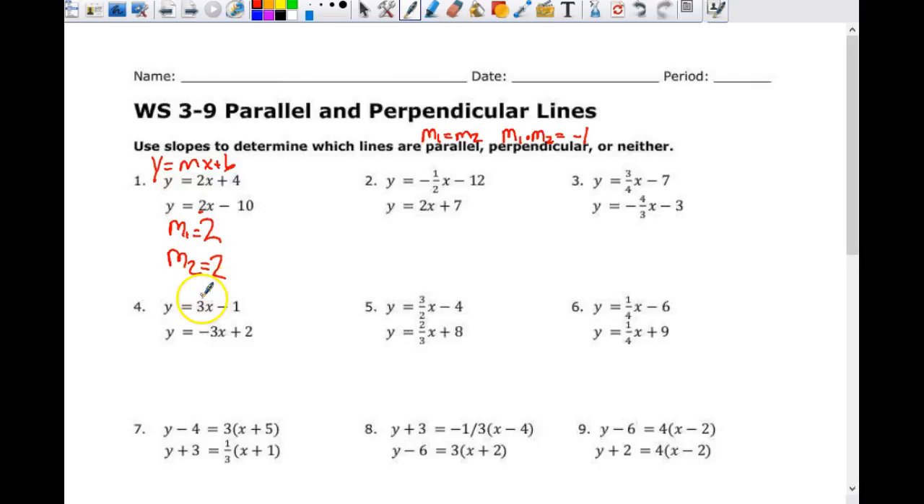Are these two the same? Is this 2 the same as this 2? Yes. Then they are what? Parallel. That is the symbol right here for parallel. It's 2 lines.